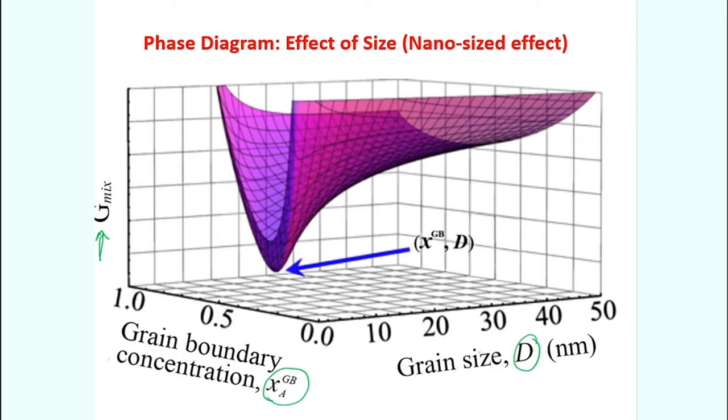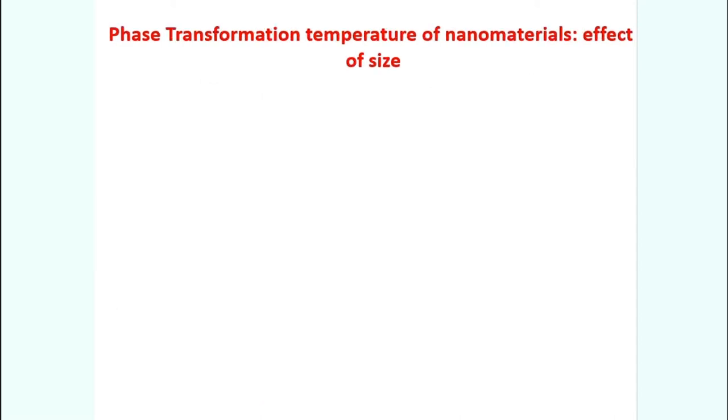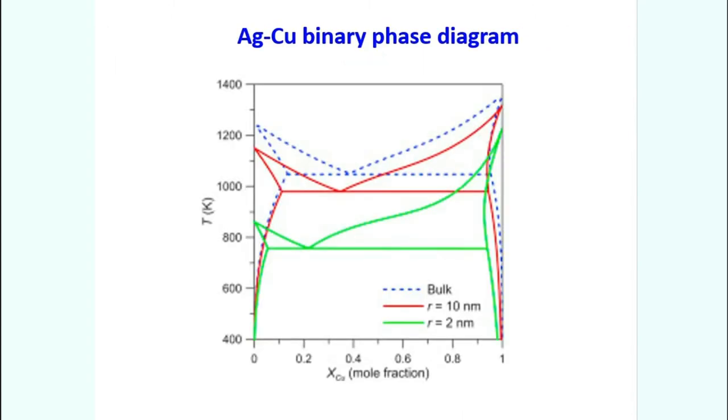That's where most of the thermodynamic discussion ends. But we are also going to look at something which is unique. What is the unique aspect? As you have seen in this diagram, the melting temperature of pure silver and pure copper has gone down. The dotted line is bulk. This is the melting temperature of pure copper, about 1084 degrees Celsius.